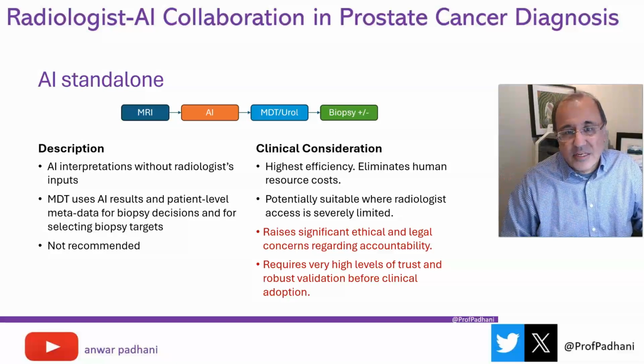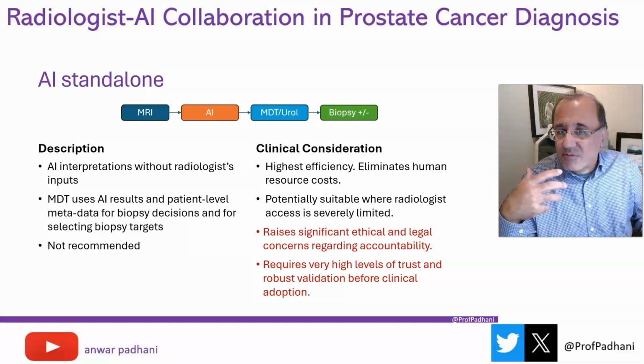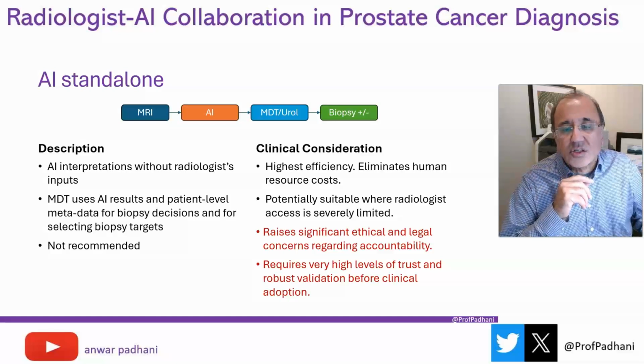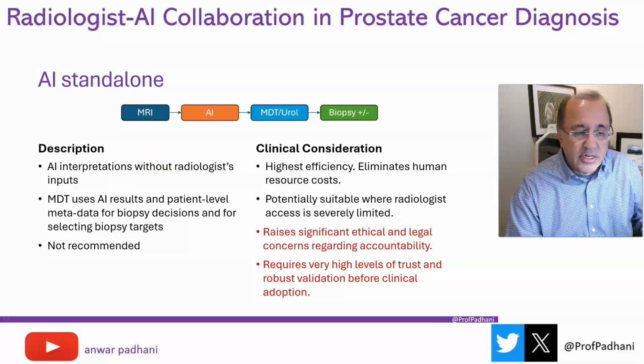However, this would require a very high level of performance to engender trust and validation, but it raises significant ethical concerns and legal concerns also, which is why it is not currently recommended.